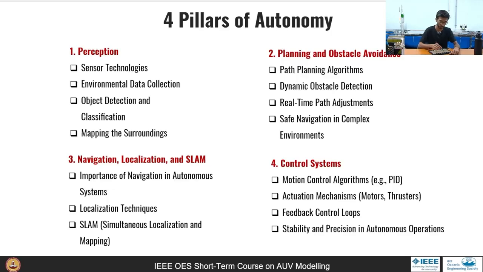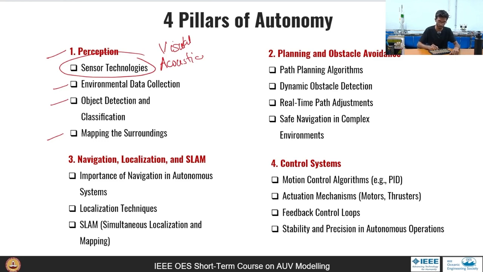Now let's look at the 4 pillars of autonomy. Let's start with the perception module. Perception module includes sensor technologies, which can either be based on visual module or it can be based on acoustic module. These technologies allow the AUV to collect data from its environment and as well as detect obstacles in its vicinity and classify them. The AUV will also be able to map its surrounding using the perception module.